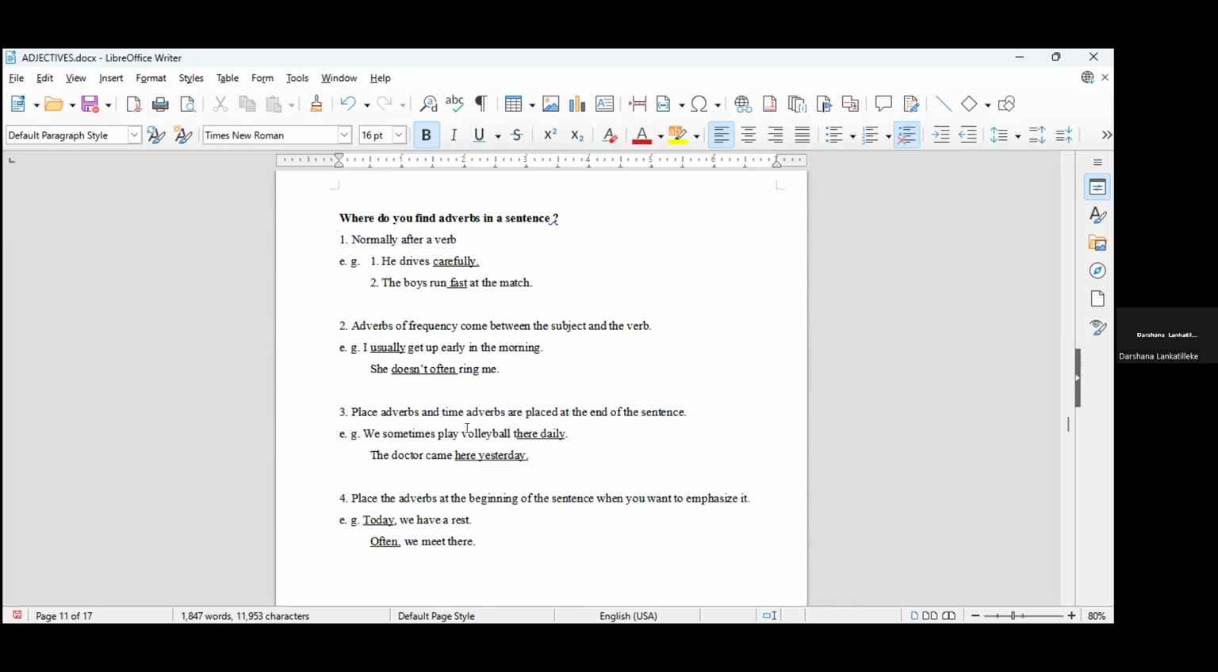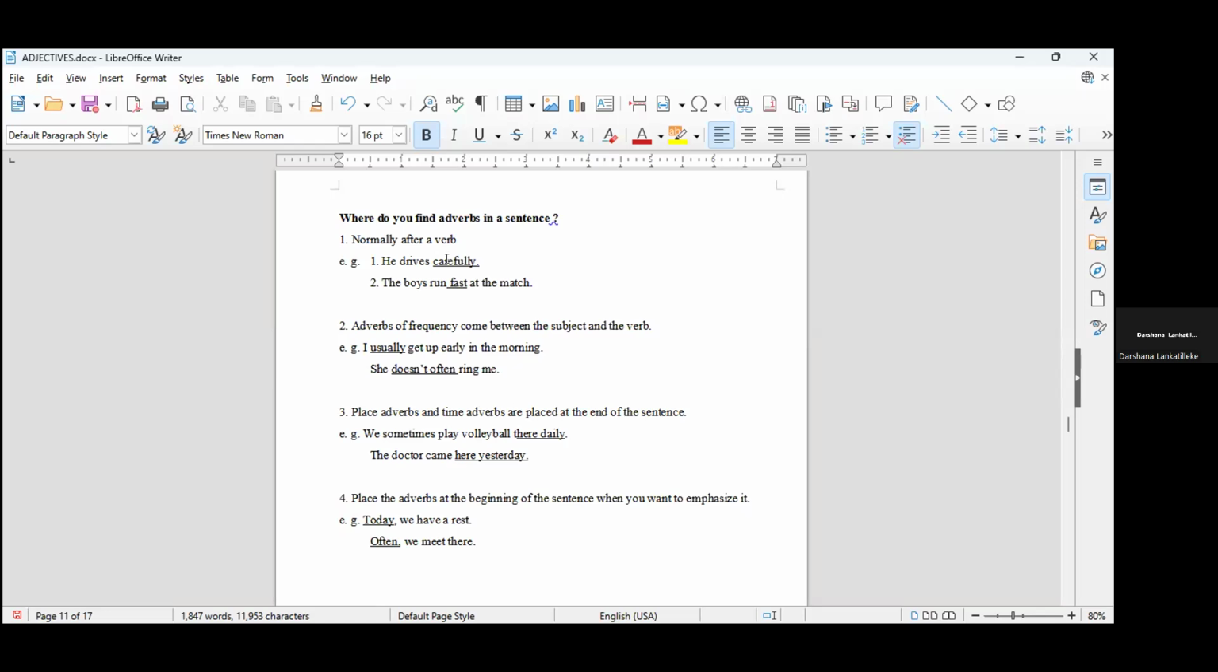Where do you find adverbs in a sentence? First one, normally after a verb, right? He drives carefully. After the verb, we describe the verb with an adverb. Then, the boys run fast at the match. So fast is the adverb here. It describes the verb run. Okay, run fast, drives carefully.